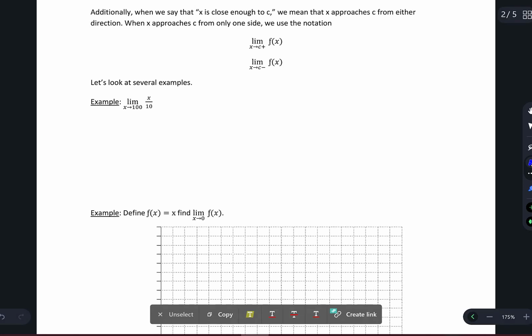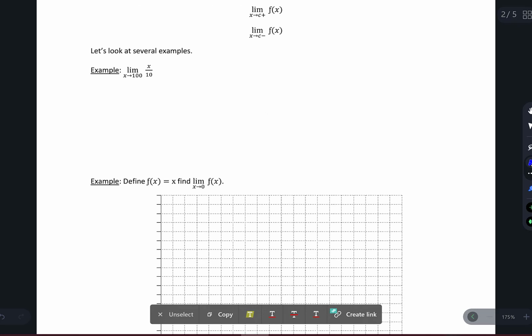All right, so let's start out by looking at the limit as x approaches 100 of the function x over 10. What we're going to start out by doing is looking at what happens to the output of the function as the input gets closer and closer to 100. So to start out with, let's approach 100 from the left. In other words, we're going to look at some numbers that are smaller than 100, and we're going to get closer and closer to 100.